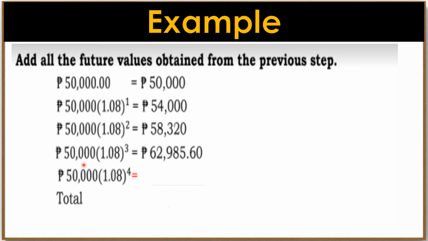62,985.60. And then after 5 years, 50,000 is also deposited. So we have 1.08 raised to 4 times 50. And you will get 68,024 and 45 hundredths. Now let us add all the future values from the first year until the 5th year. So we have here, if you add, our total is equal to 293,330.05.